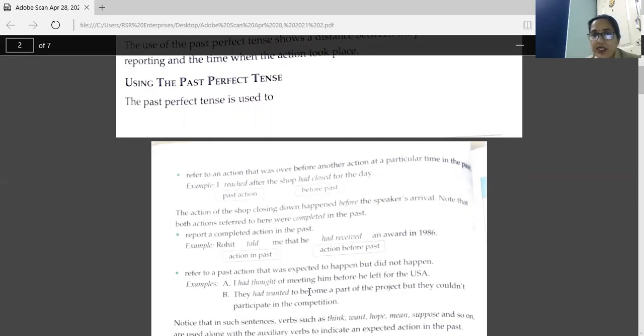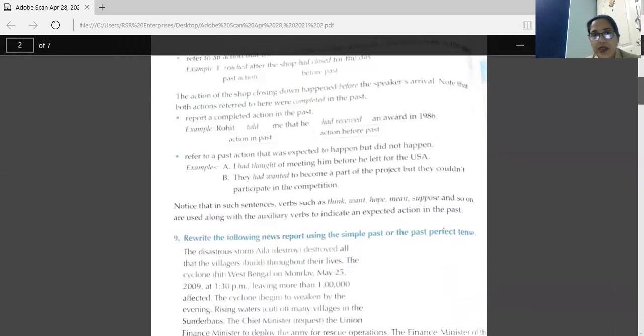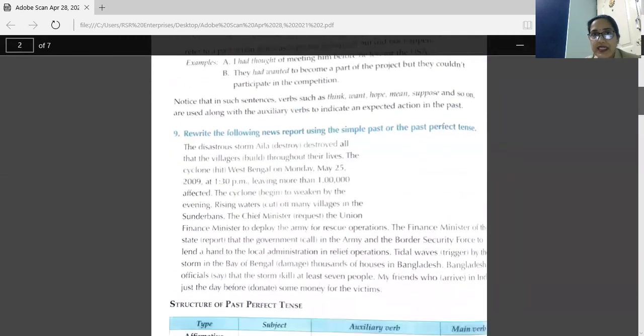They had wanted to become a part of the project, but they couldn't participate in the competition. So again, expected to be happening, but it didn't happen. So here we have had wanted, that is past perfect tense. So these are the conditions where you can use past perfect tense.